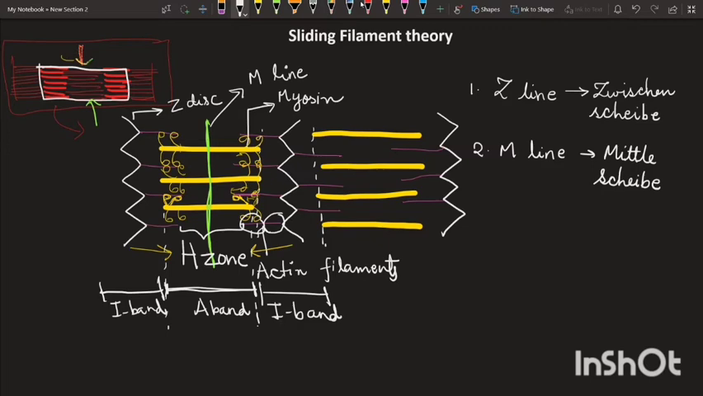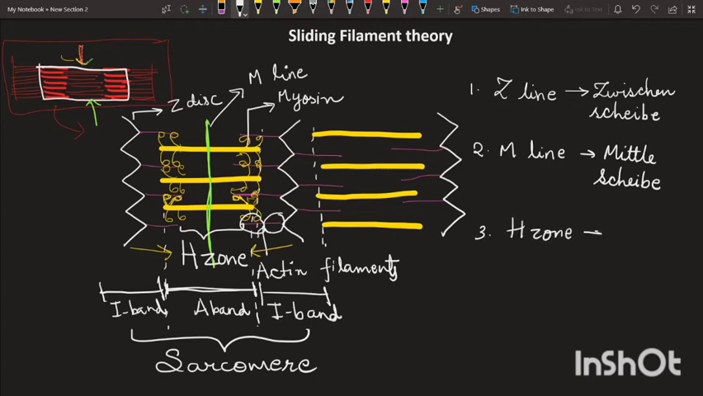Okay, this is the H zone, and this full area from one Z disc to another Z disc is a sarcomere. Now what is the full form of H zone? H here represents heller, which means bright. So, as you can see, it is the bright or clear zone, known as the H zone. I stands for isotropic, A stands for anisotropic.